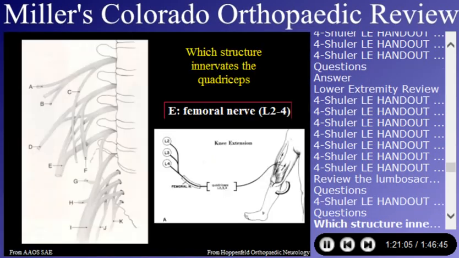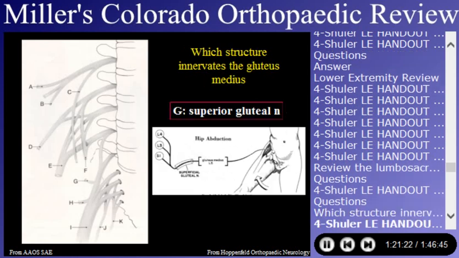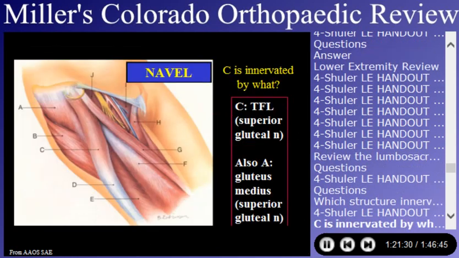Which structure innervates the quadriceps, quads? Femoral nerve. And if you don't even have a guess, you know it's L2 to L4, so just count up. L2 to L4 is here, so look, you can at least narrow down your guess to 3 here. But it's the largest one, it's the femoral nerve. What structure innervates the gluteus medius? Superior gluteal nerve, G. C is innervated by what? What is C? Tensor fasciae lata, superior gluteal nerve.